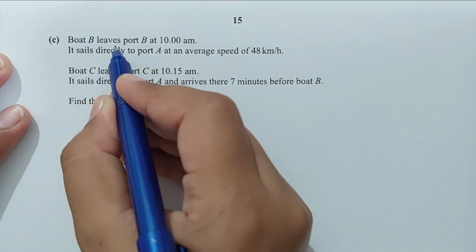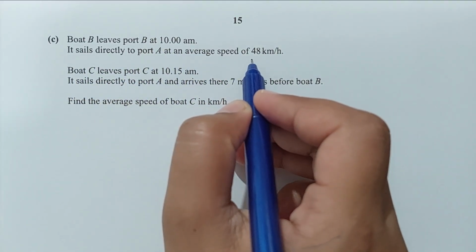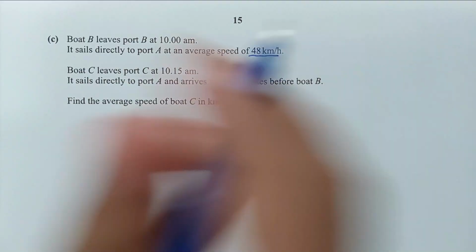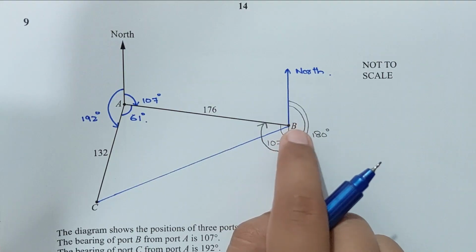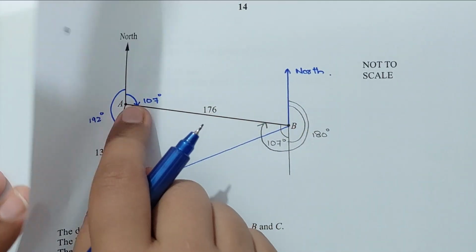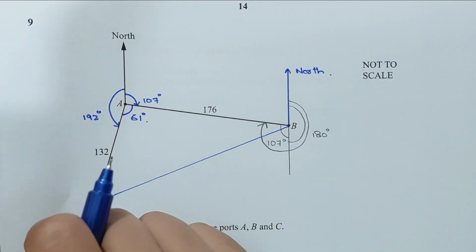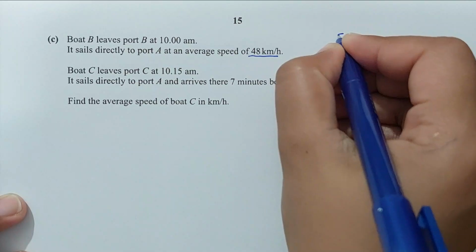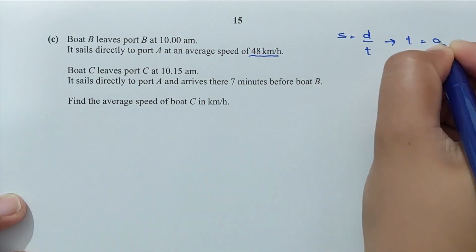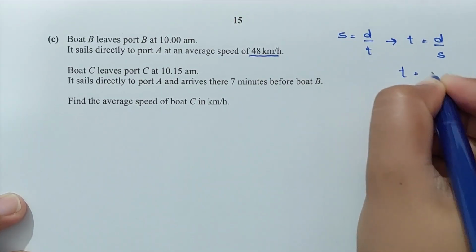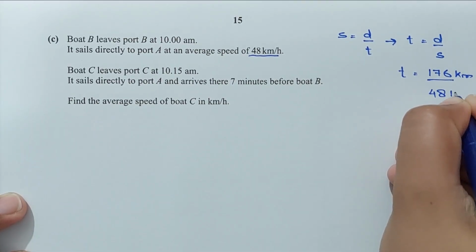Now for part C, boat B leaves port B at 10 a.m. It sails directly to port A at an average speed of 48 kilometers per hour. As you can see, this is port B. The distance between A and B is 176 kilometers. Average speed is distance over time, so let me find the time, which is distance over speed. The distance is 176 kilometers and the speed is 48 kilometers per hour.